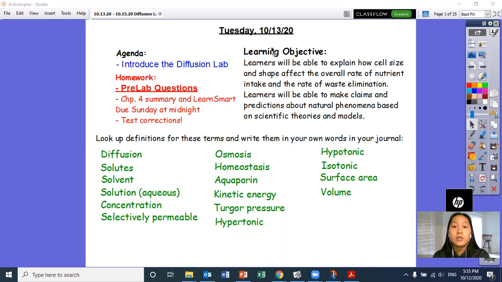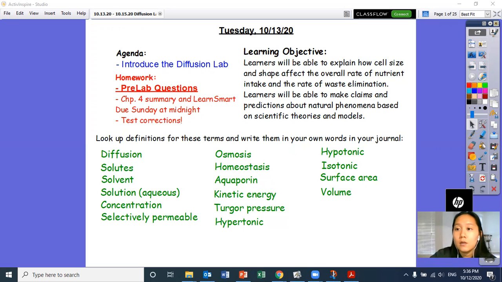Okay, so our learning objective is that learners will be able to explain how cell size and shape affect the overall rate of nutrient intake and the rate of waste elimination. Learners will be able to make claims and predictions about natural phenomena based on scientific theories and models. So before we get started on actually moving into the pre-lab, I want you to pause and look up these definitions for these terms and write them in your own words in your journal, because these are important key vocabulary for you to know. So take a pause and write these definitions down.